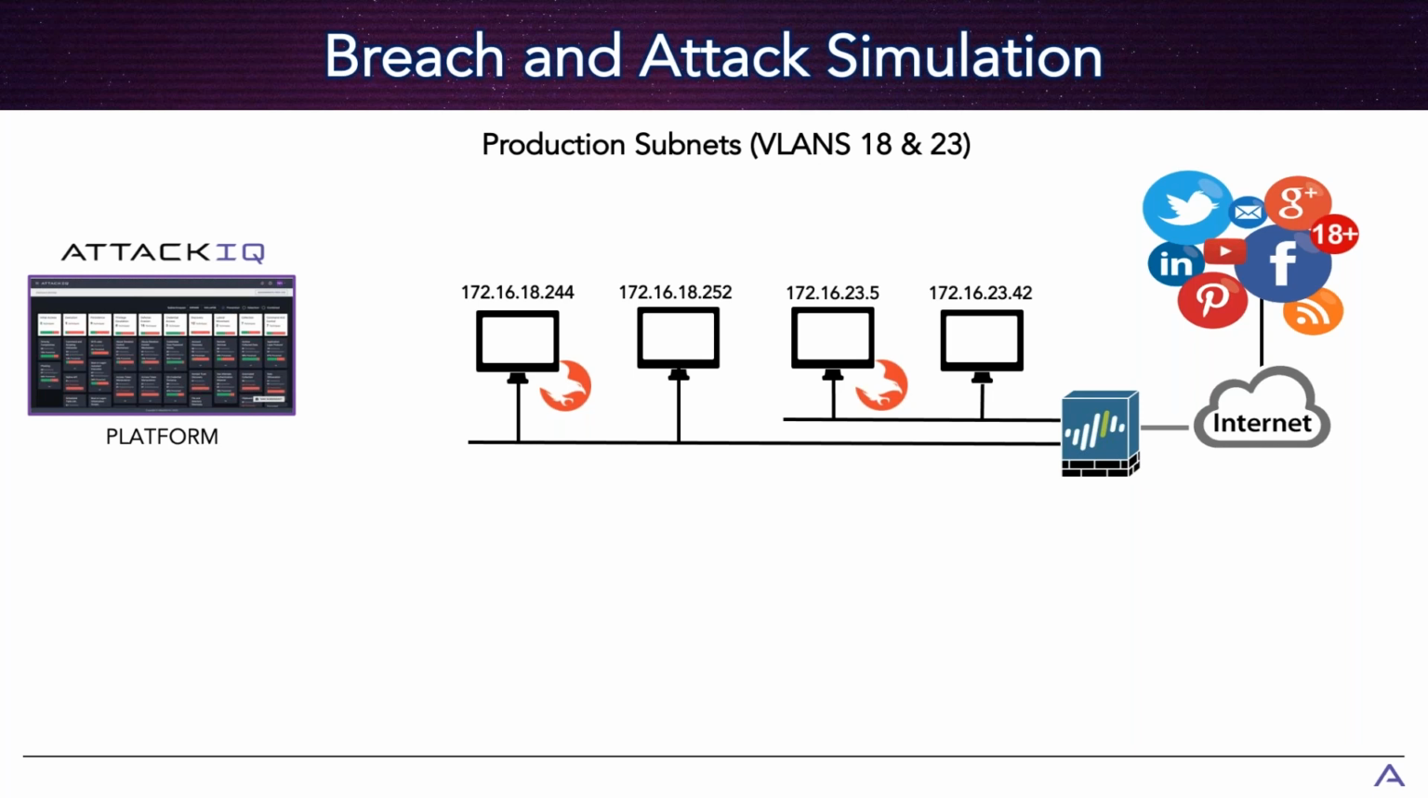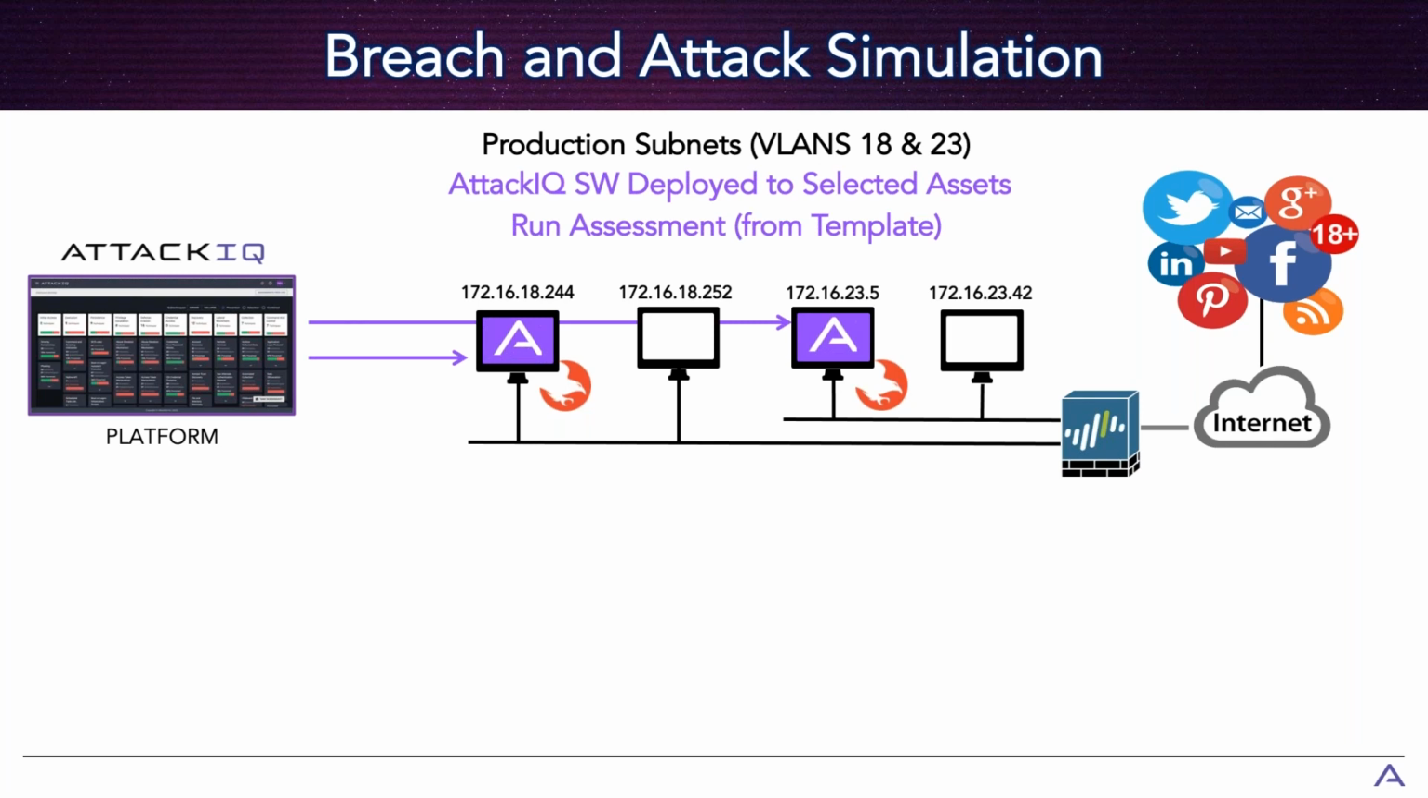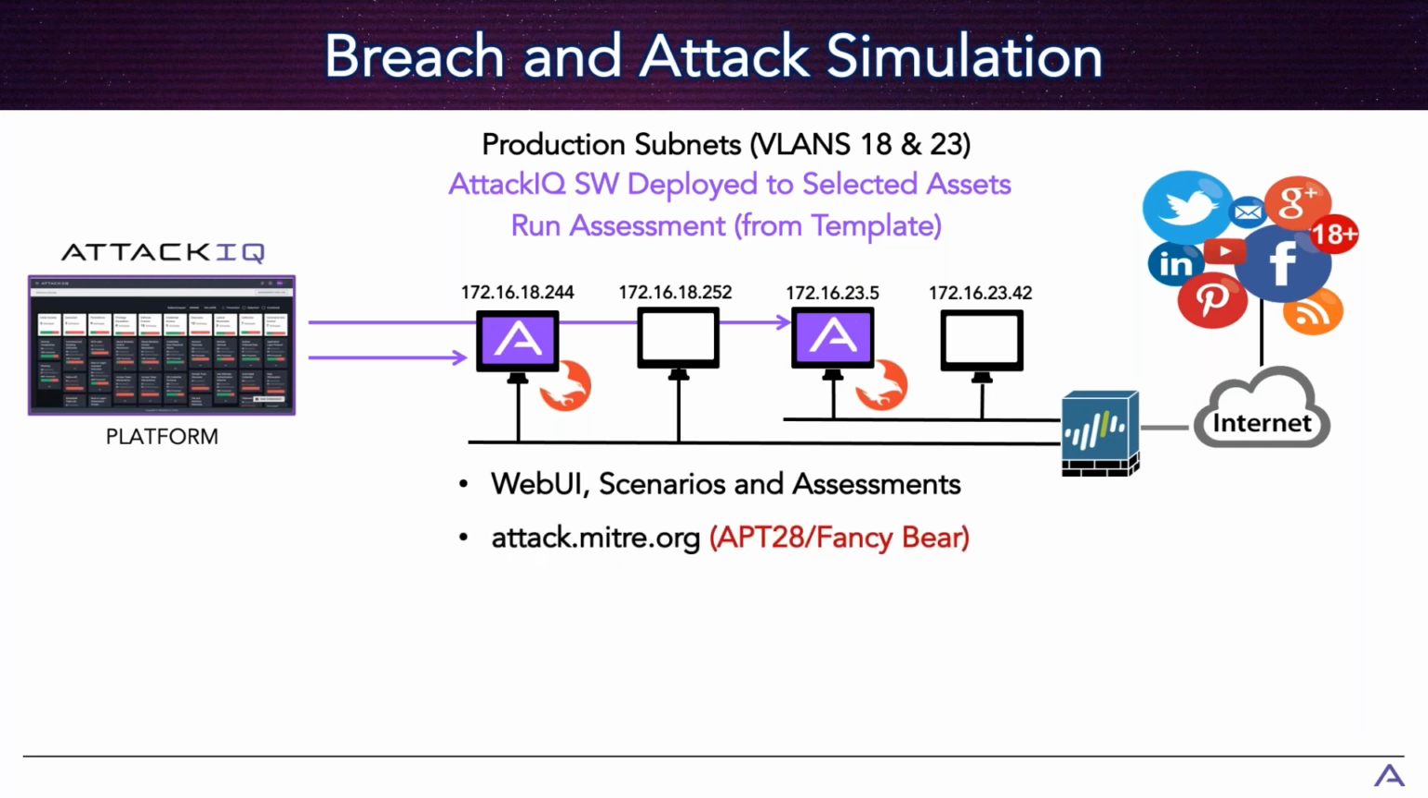So in this demo, you'll see us using our VLANs 18 and 23. These are production networks for the demo. 2 assets are equipped to run assessments. We'll tour the AttackIQ management interface and how you can utilize the platform's features. Then we'll show you the scenario and the assessment libraries that are contained within the platform. We will visit attack.mitre.org and research the group known as Fancy Bear, aka APT28. And I'll show you how to import what MITRE calls the navigator layer for that group into AttackIQ. So it's a way to enhance and build your AttackIQ assessment library.